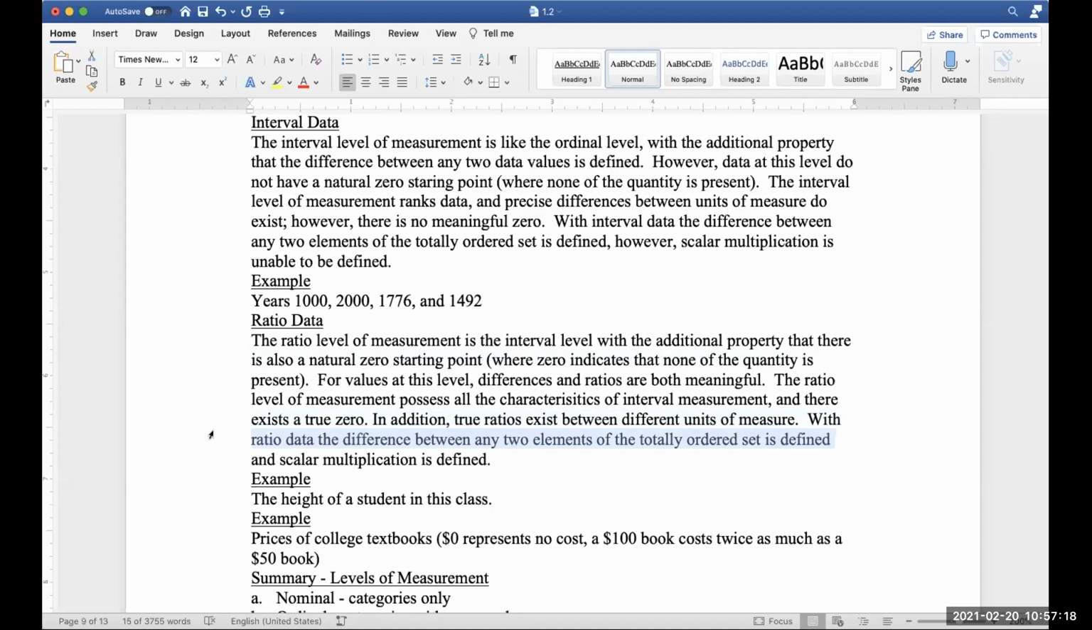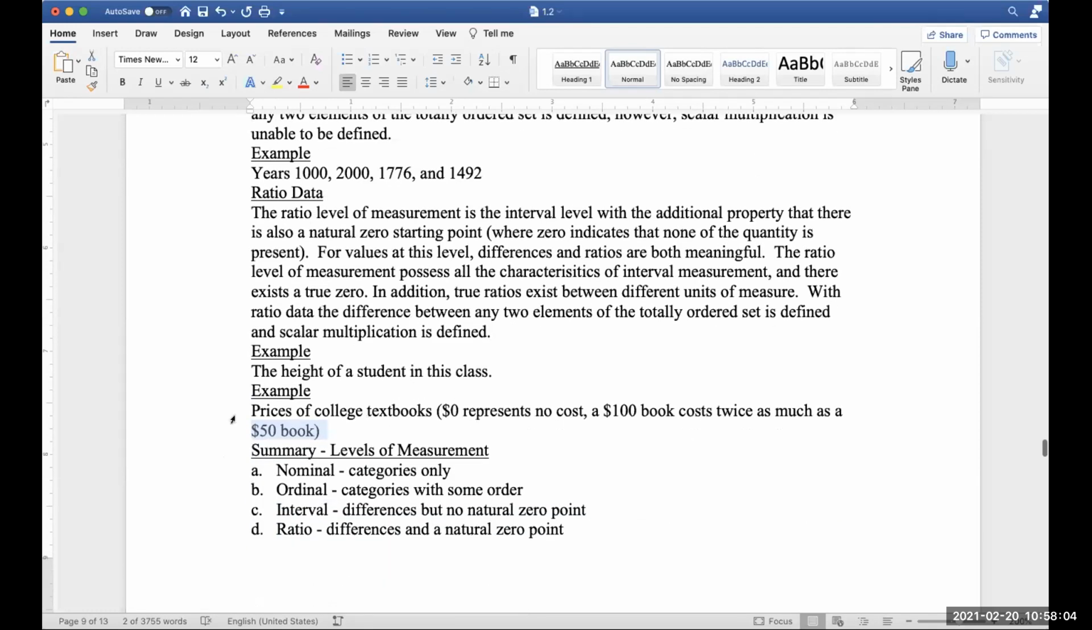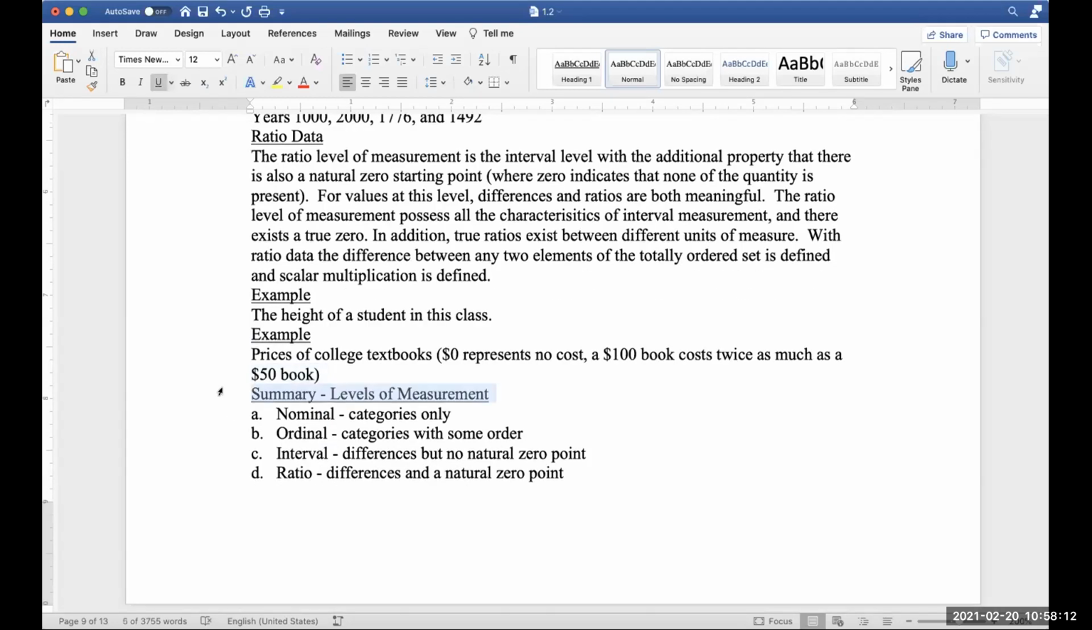So with ratio data, the difference between any two elements of the totally ordered set is defined, and the scalar multiplication is defined. So an example would be the height of a student. So you notice that if a student had 0 height, then that means they would have no height. So 0 in this case is meaningful. 0 means that they have none of the quantity. Similarly, the price of a college textbook. So if your textbook costs $0, then it has no cost. A $100 textbook costs twice as much as a $50 textbook. So again, ratios make sense. Scalar multiplication makes sense.